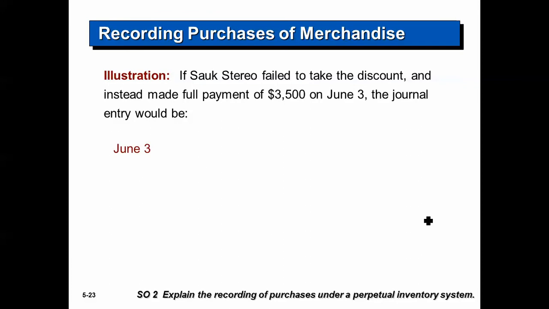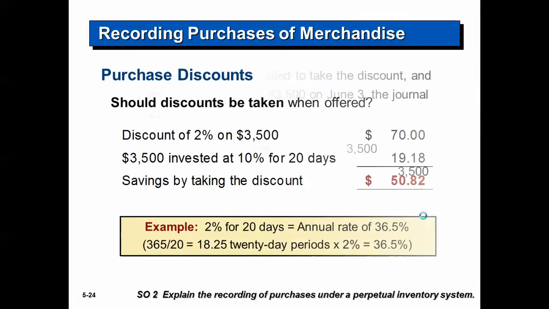If we fail to take the discount, then the journal entry would be debit accounts payable 3,500, credit cash 3,500. Purchase discounts of 2% on 3,500 is $70 for 10 days. Now that's quite a big savings.